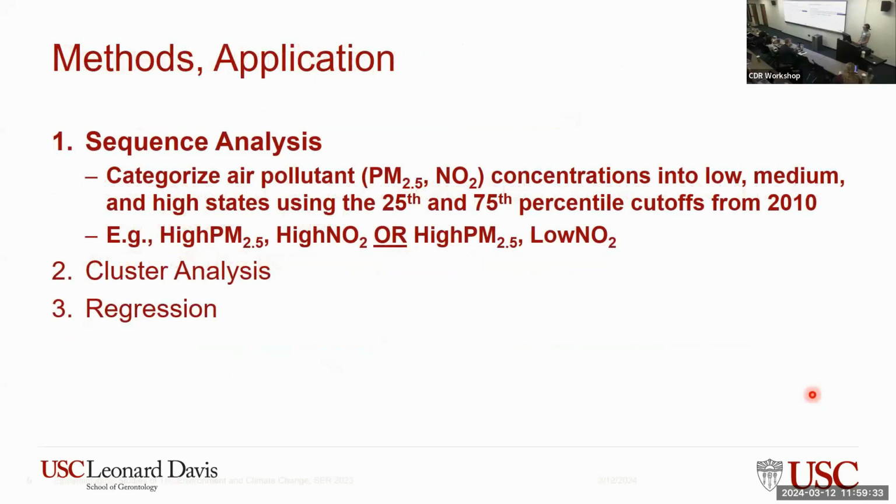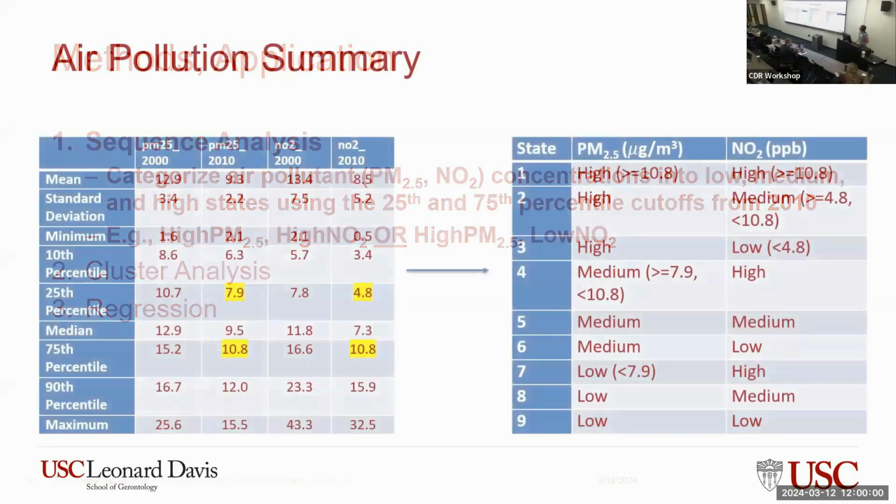Okay, so we're going to do an application of this for my paper 3 dissertation. The first step is the sequence analysis, which will be categorizing my pollutants, PM2.5 and NO2 concentrations, into low, medium, and high, based on the 25th and 75th percentile cutoffs from 2010. So you'll have states like high PM2.5, low NO2. We'll follow this up with a cluster analysis and then finally the regression. I'm going to focus on the sequence analysis for this.